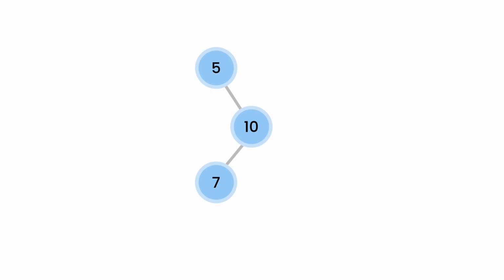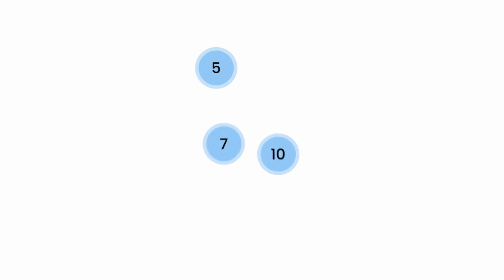Now let's look at the right-left rotation. Here we have the opposite of the previous example. We just added the 7, and our tree became unbalanced. We calculate the heights, and it's obvious that the 5 is violating our balance rule. Where is the imbalance? In the right child, left subtree. So we perform a right-left rotation.